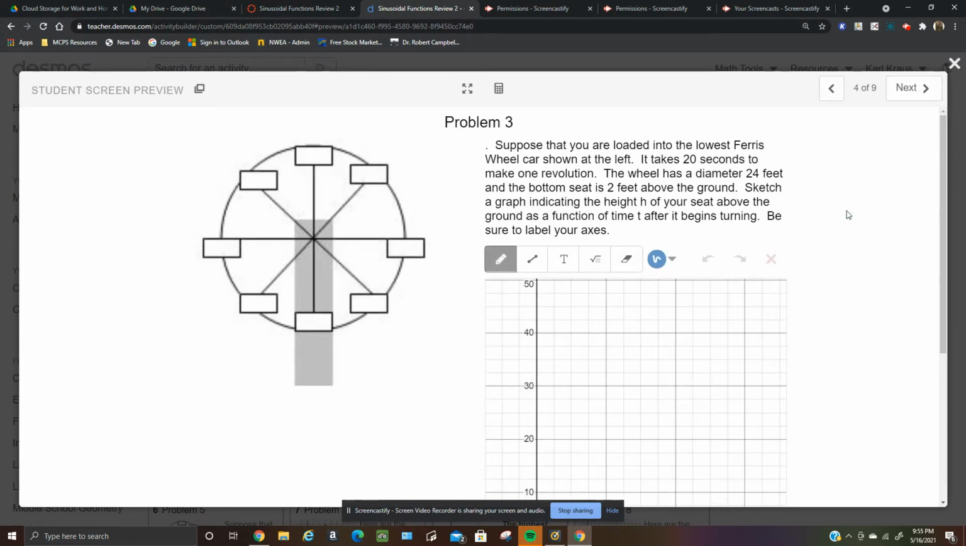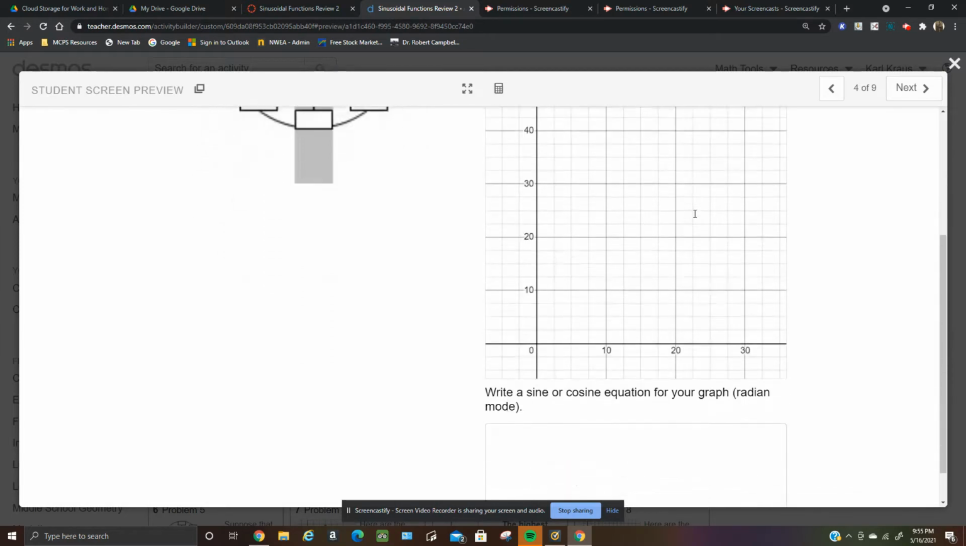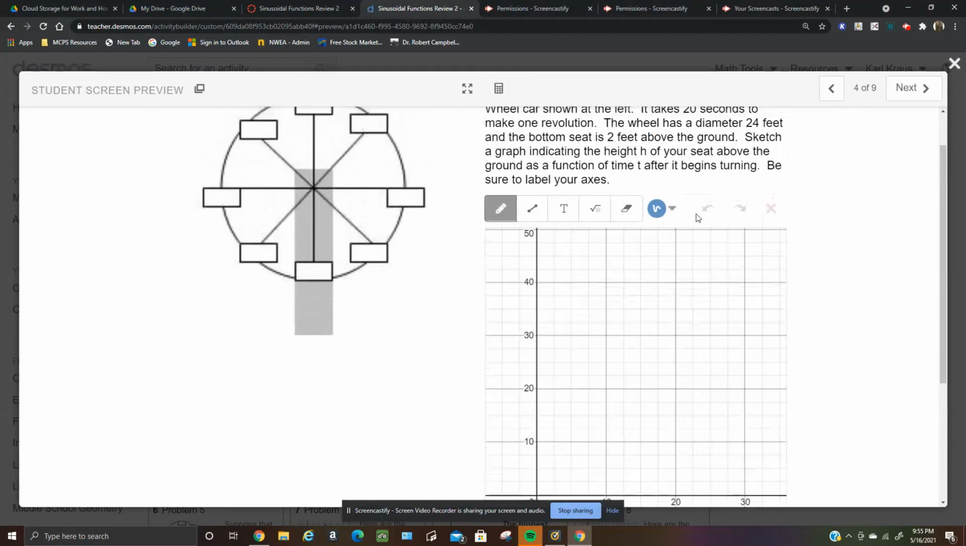So problem 3, suppose you are loaded into the lowest Ferris wheel car shown at the left. It takes 20 seconds for one revolution. The wheel has a diameter of 24 feet. The bottom seat is at 2 feet above the ground. Sketch a graph indicating the height of your seat above the ground as a function of time t after it begins turning. Be sure to label your axes.